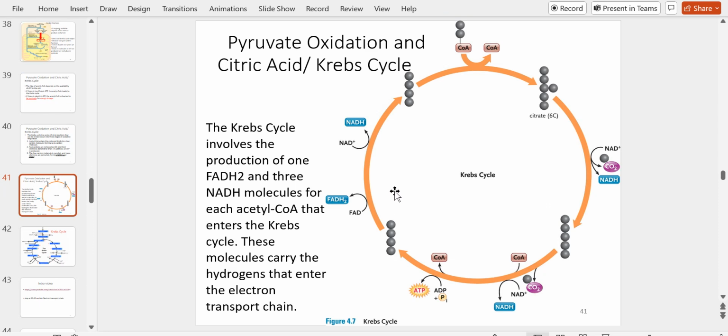The Krebs cycle involves the production of one FADH2 and 3 NADH molecules for each acetyl-CoA that enters the Krebs cycle. I'll say that again. The Krebs cycle involves the production of one FAD molecule and 3 NAD molecules for each acetyl-CoA that enters the Krebs cycle. So 4. One of these and 3 of these for every single one of these. It's a good return. These molecules carry the hydrogens that enter the electron transport chain. As we said, it was the hydrogens that matter.